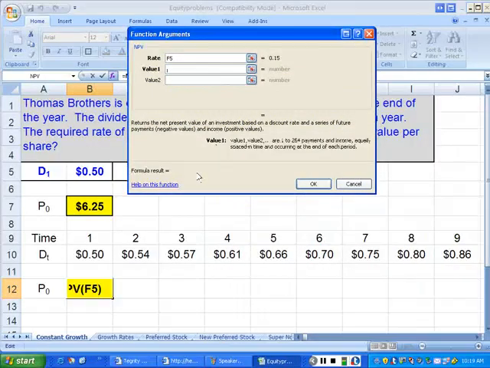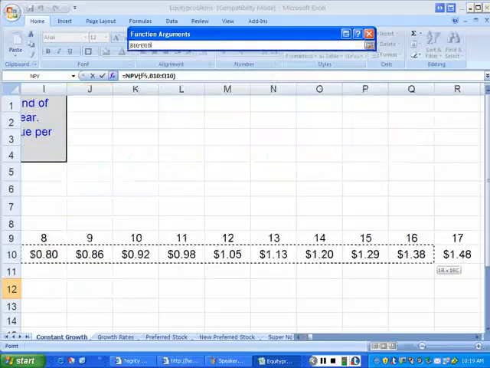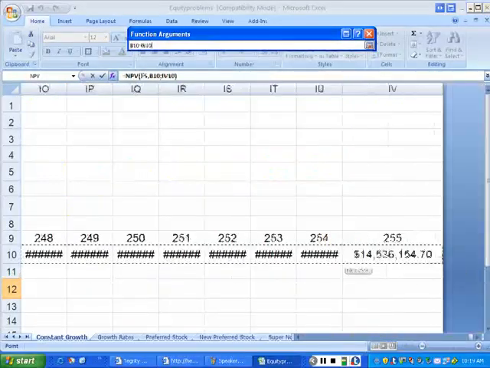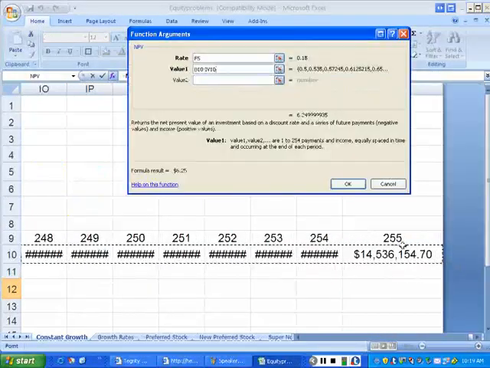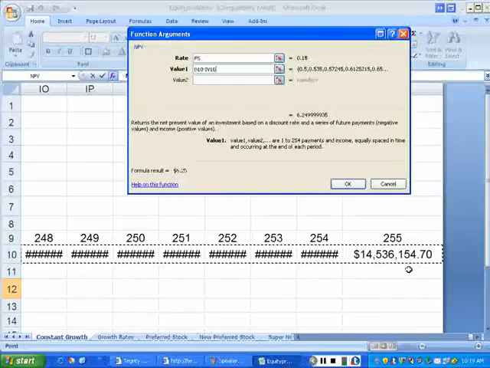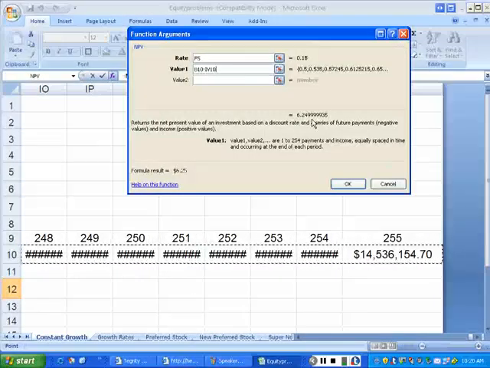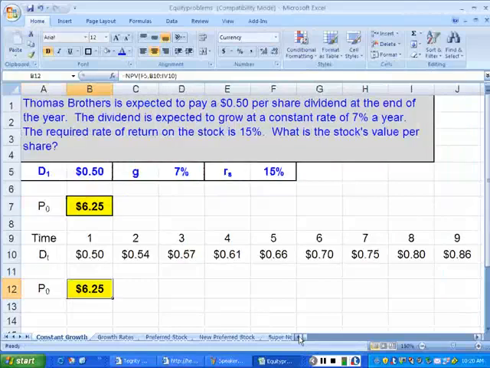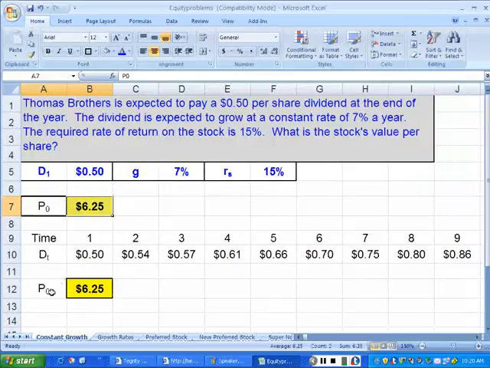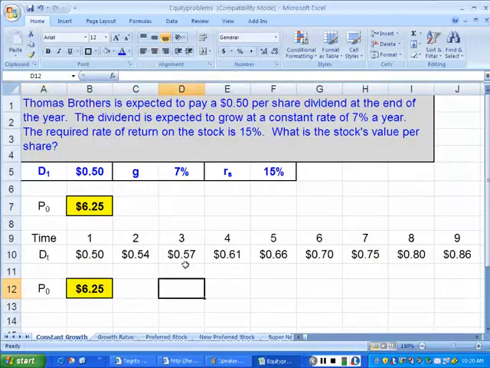Secondly, what are the values? Well, here we're going to highlight and just hold your cursor down and work our way all the way through these 255 periods in which it's got a $14.5 million dividend. In spite of that, you can still see it's only worth $6.25 today. So whether you wanted to follow the Gordon model or you simply wanted to observe, let me put these cash flows out there, you're still coming up with the same value.